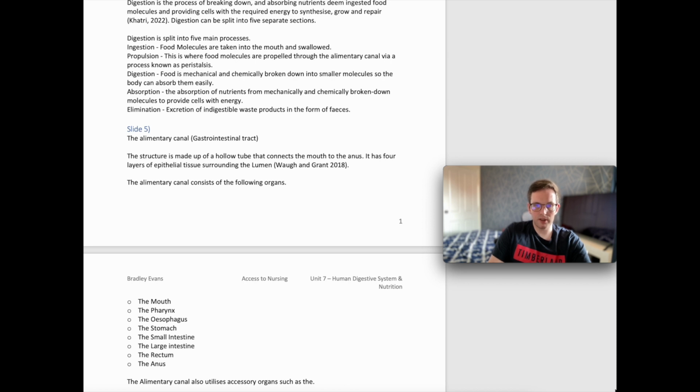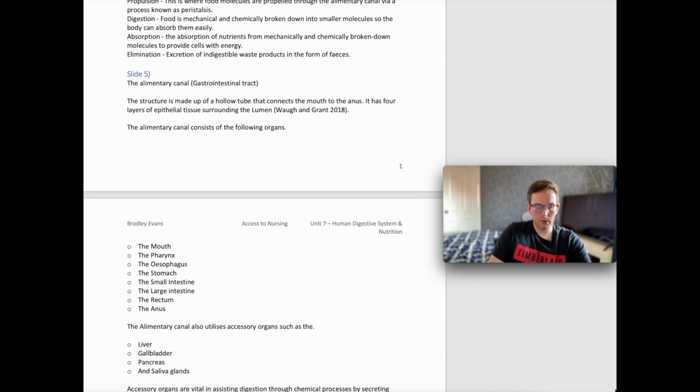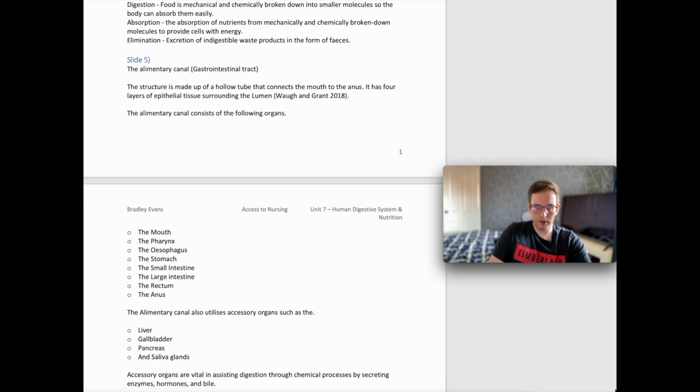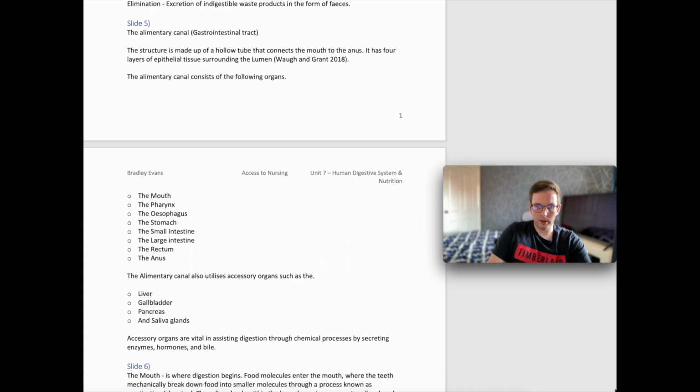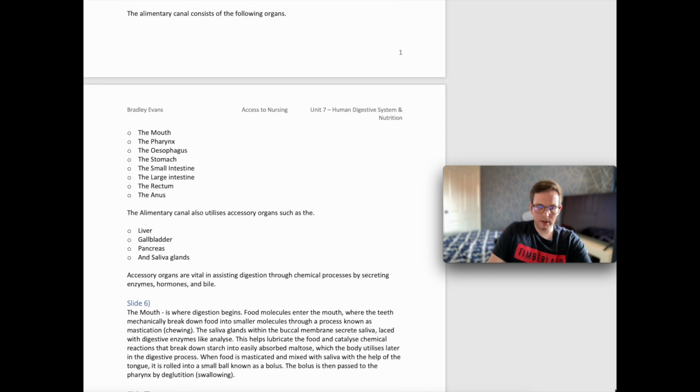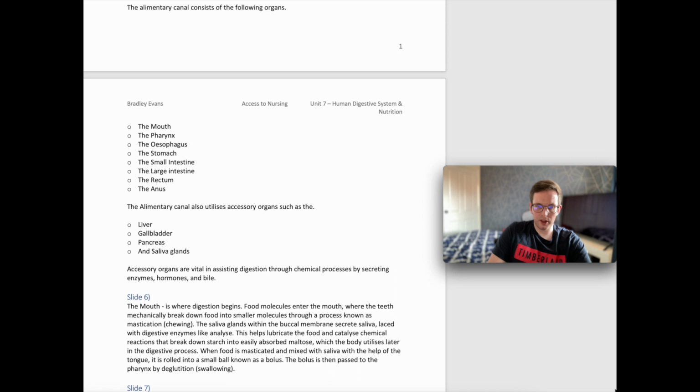The alimentary canal consists of the following: the mouth, the pharynx, the esophagus, the stomach, the small intestine, the large intestine, the rectum and the anus. The alimentary canal also utilizes accessory organs such as the liver, gallbladder, pancreas and salivary glands. Accessory organs are vital in assisting digestion through chemical processes by secreting enzymes, hormones and bile.